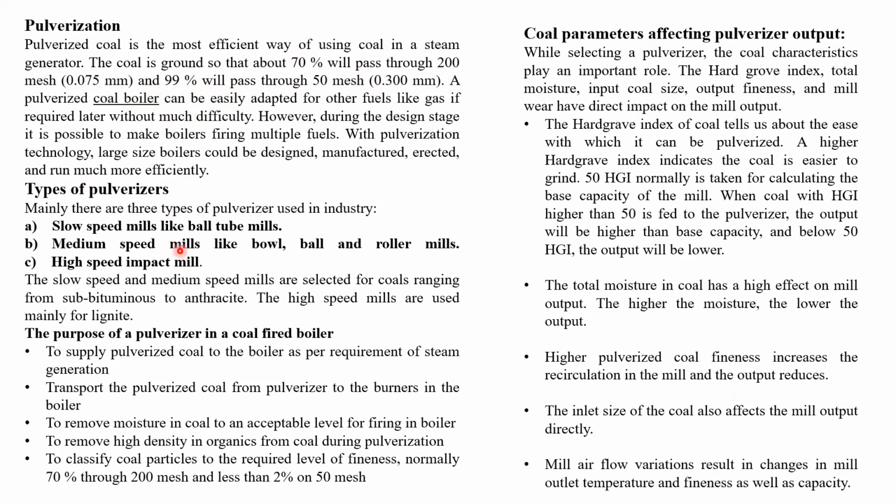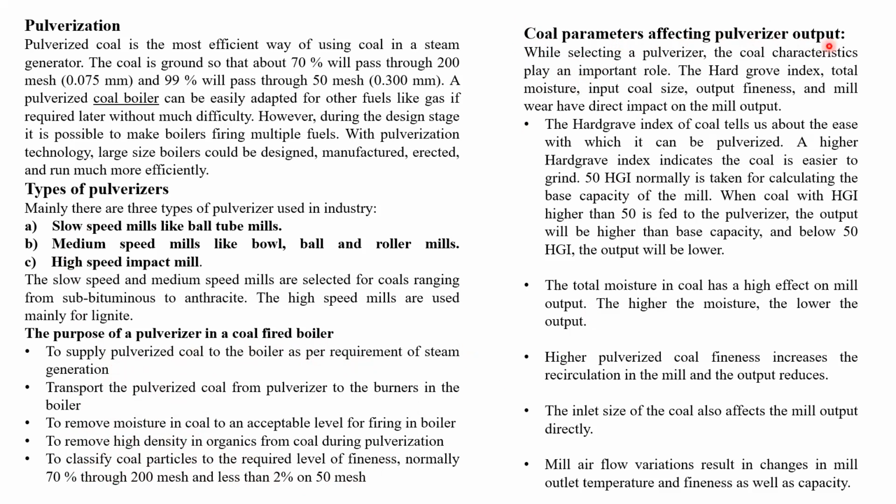Types of pulverizers we have seen: ball tube mills, ball mills, roller mills, and high impact mills. The purpose of a pulverizer is to supply pulverized coal to the boiler as per requirement. Transportation is easier, moisture is removed, and high density inorganics are removed. It is also beneficial that a maximum percentage of coal comes in contact with the air and burns. So burning efficiency will be much higher with pulverized coal, and the percentage of unburned particles will be reduced.